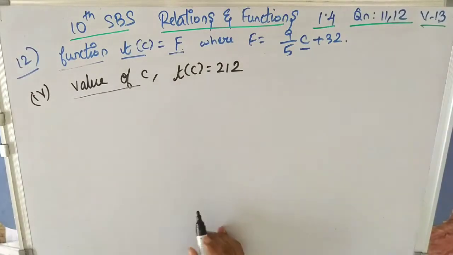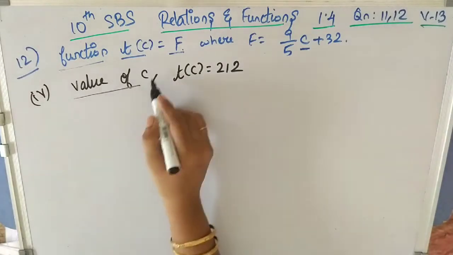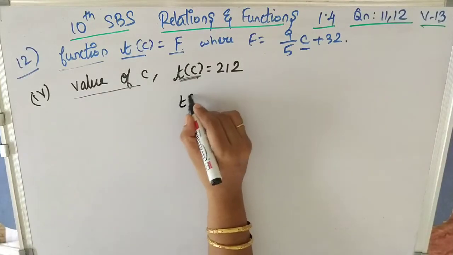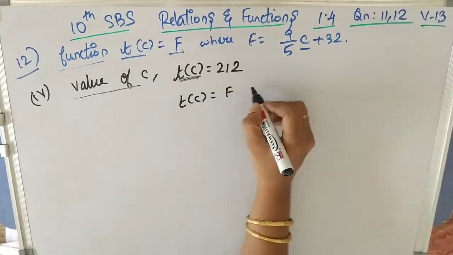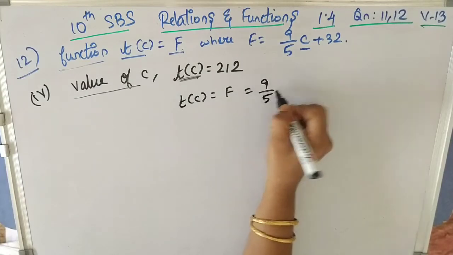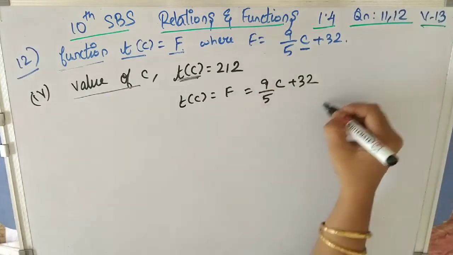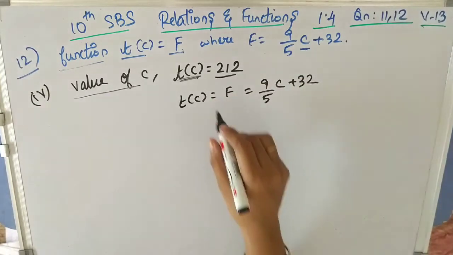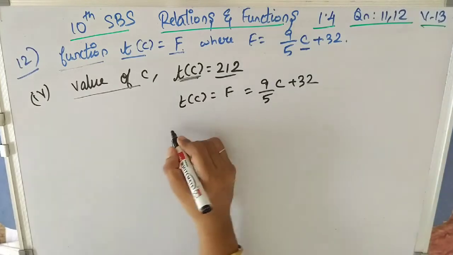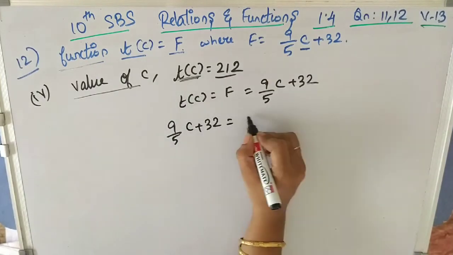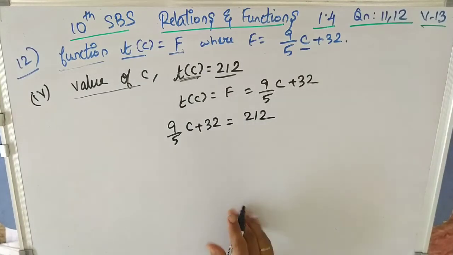Okay. Now we have to find the value of C and T of C is given. Okay? It is just a different question. Here we know T of C is equal to F, that is equal to 9 by 5 C plus 32. Isn't it? Now we know the value of T of C, that is 212. So in the place of T of C, substitute 212. 9 by 5 C plus 32 is equal to 212.